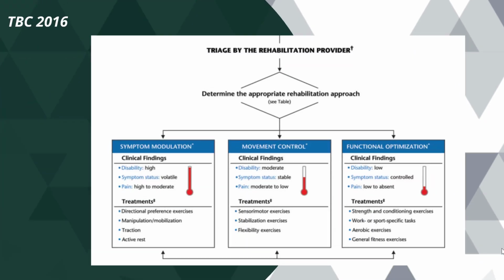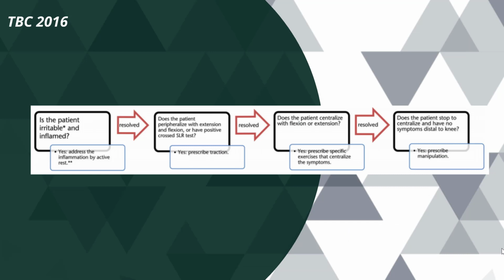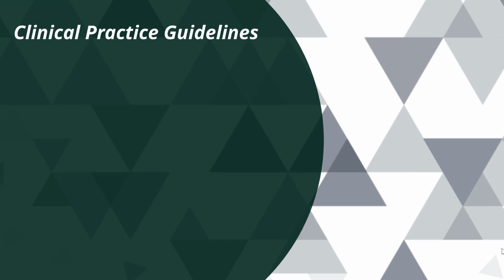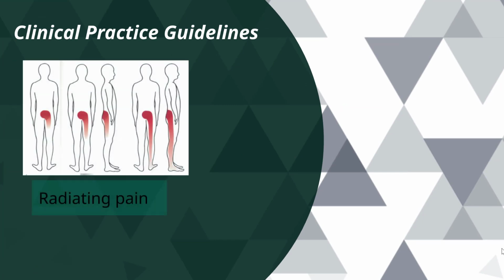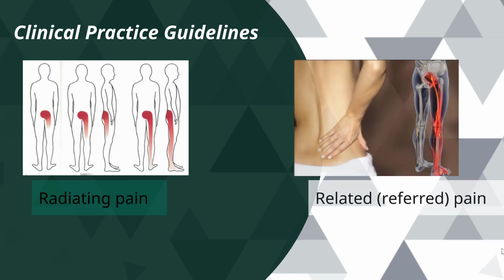Moving to the most recent update of the algorithm, we see directional preference exercises indicated for those individuals who are appropriate for therapy and have high pain and disability scores with volatile symptoms. This schematic represents how screening for centralization and peripheralization in response to movement is a priority in our examination. Using the language of our clinical practice guidelines, those in the category of low back pain with radiating pain or low back pain with related or referred pain benefit from specific exercise.